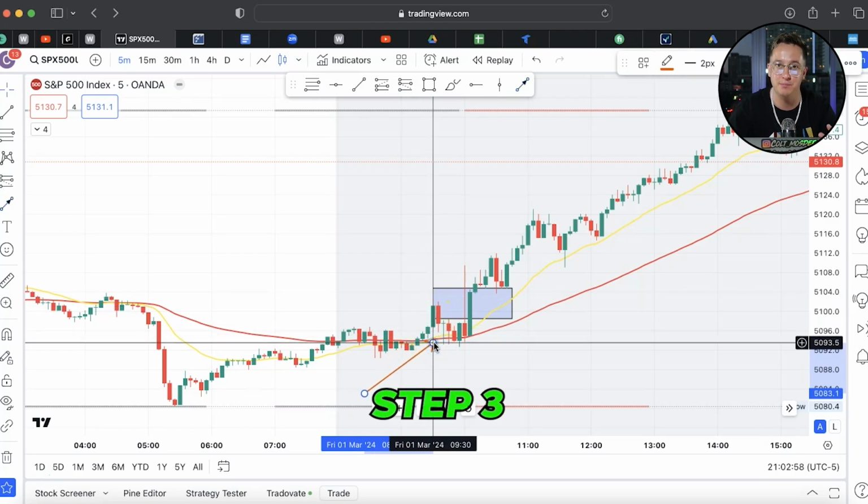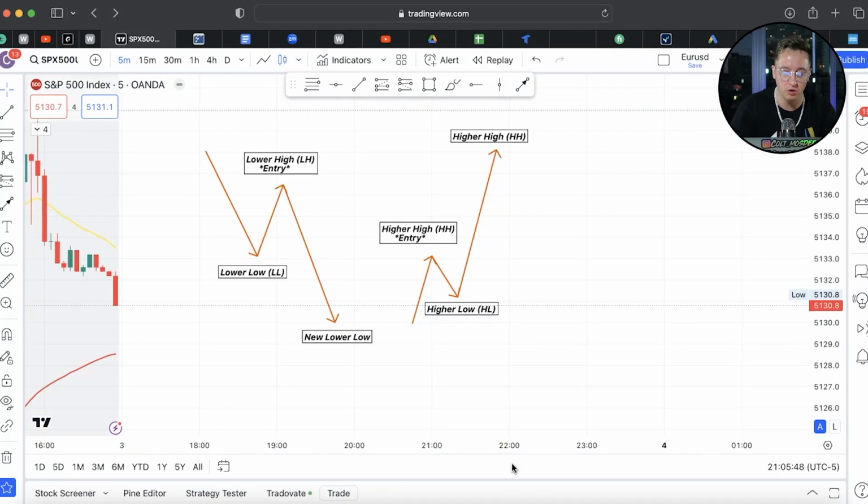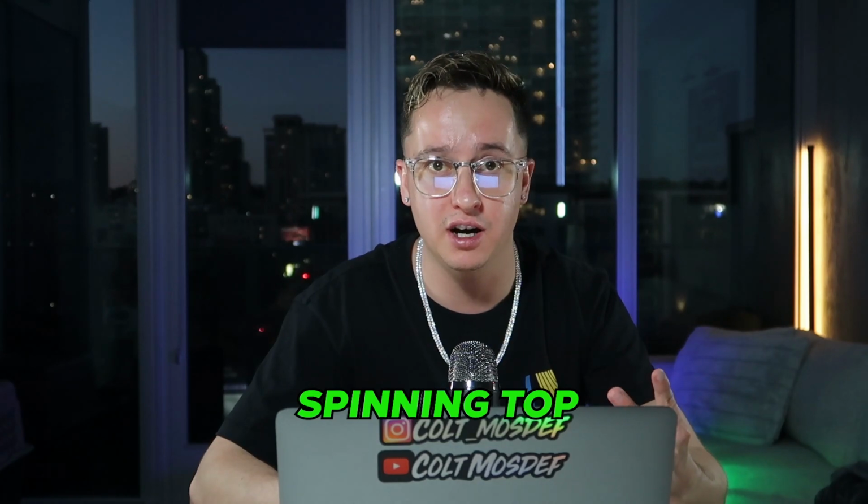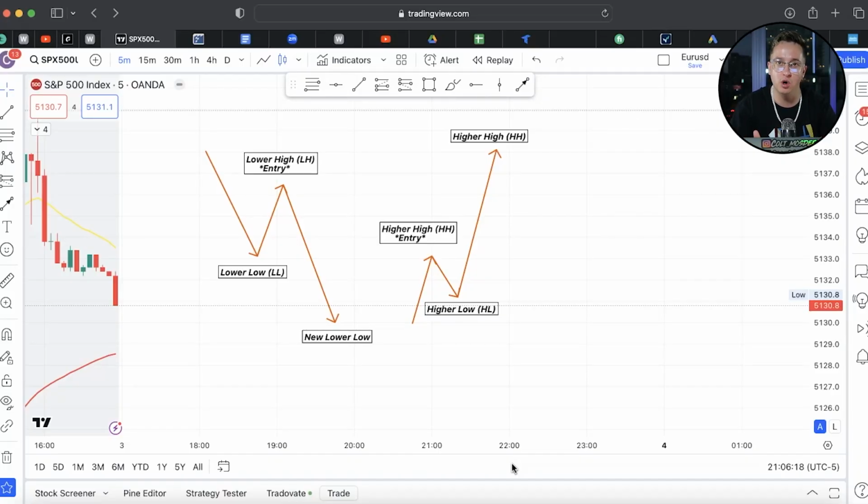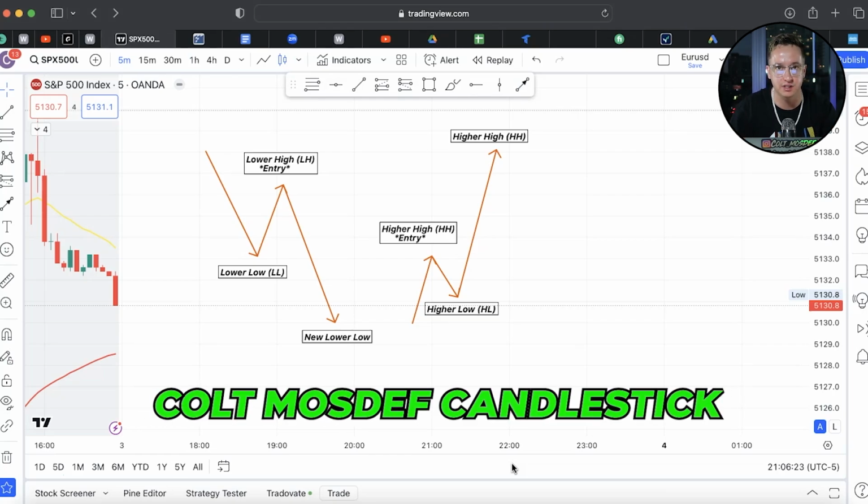Now let's go into step 3. Now this is the setup that we want to be looking for. If we are seeing a downtrend in the market, we want to see price make a lower low, and then we want to see it make a lower high. Now our lower high is where we're going to be looking for an entry. And to make that entry even more verified, to add another confluence, what we could do is look for some type of reversal candle in that lower high. Doji, spinning top, shooting star. I have a video that goes over all those candlestick patterns that I look for. Just type in Colt Mosdef candlesticks and it'll pop up.